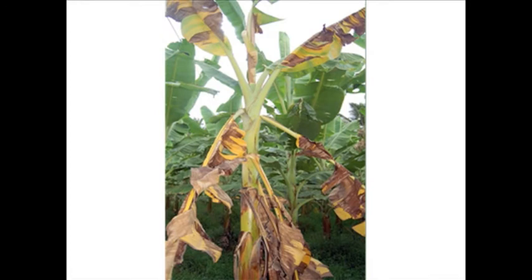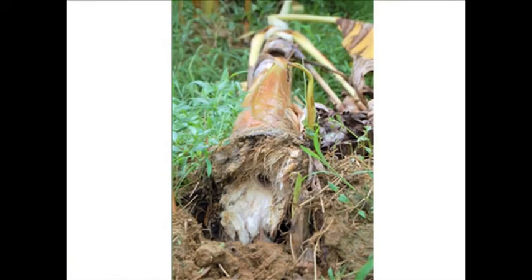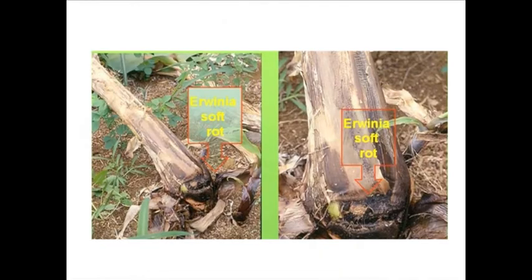Mature plants seldom show above ground symptoms until the disease is well advanced. Such plants may produce small sized fruits which may fail to emerge from the shoot tip. Infected plants can be pushed over easily and are very susceptible to wind damage. In severely infected soil, newly planted rhizomes may rot and fail to sprout.